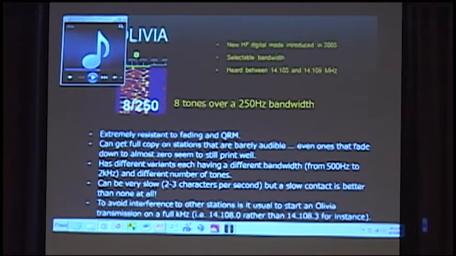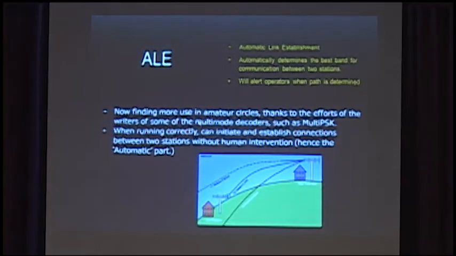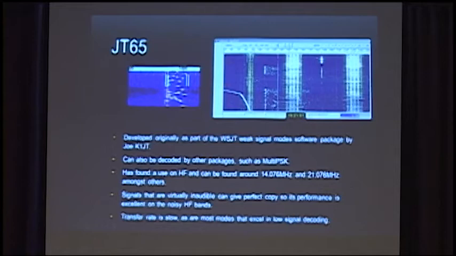But the point is that there are very clever ways that people, much smarter than me, have been able to generate and recover information. And that's why we have such a proliferation of these. Automatic link establishment is kind of an interesting one. You might have heard a little bit about this, or implied, what Bob Bruninga was working with. It starts getting into using transmitted information, and for some reason I couldn't find the spectrum display on this one, but it's used for connecting two stations. All right, JT65 is the one I wanted to touch on.